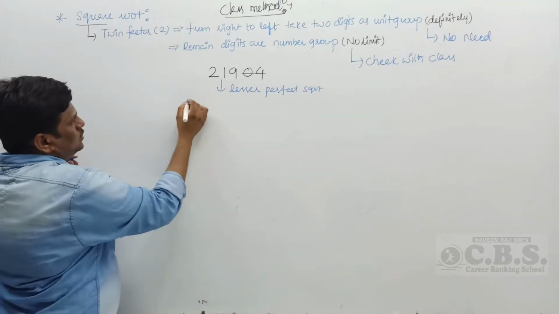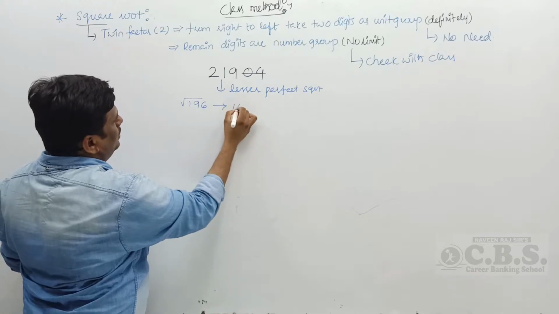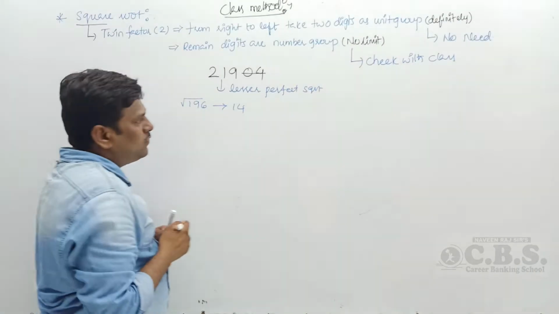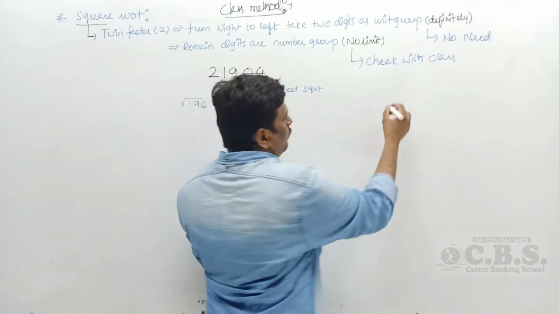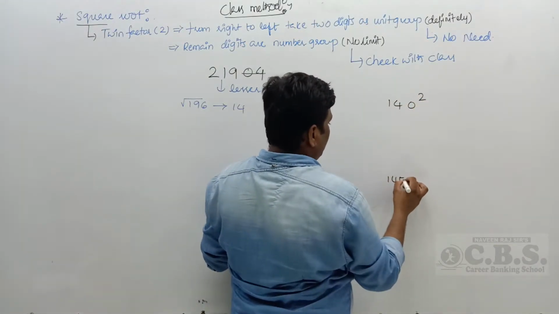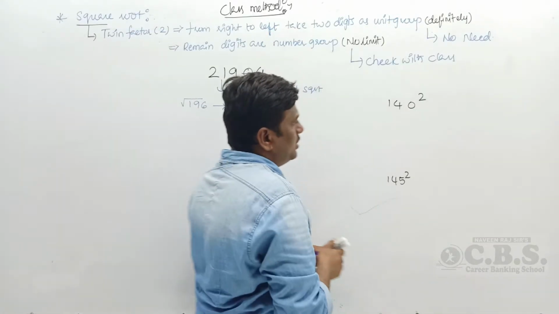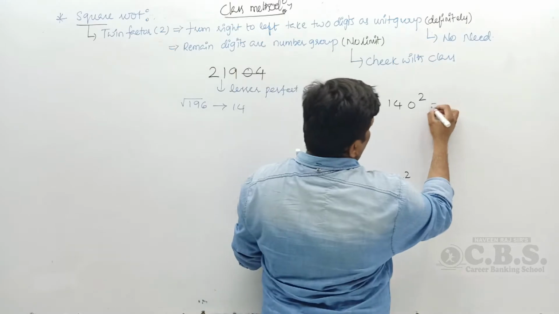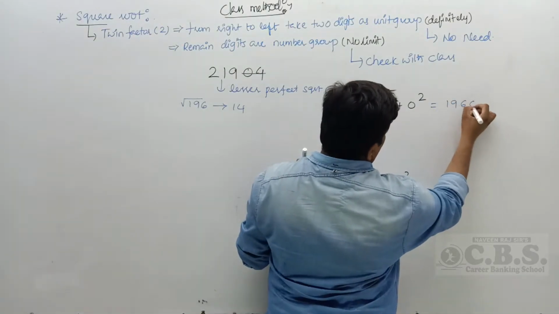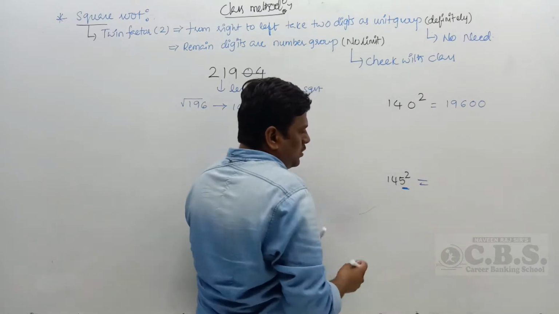That is 196, which is 14 squared. So take 14. The starting class is 140, and we also take 145. Get my point? 140 whole square is nothing but 19,600. And 145 whole square, you already know this concept.